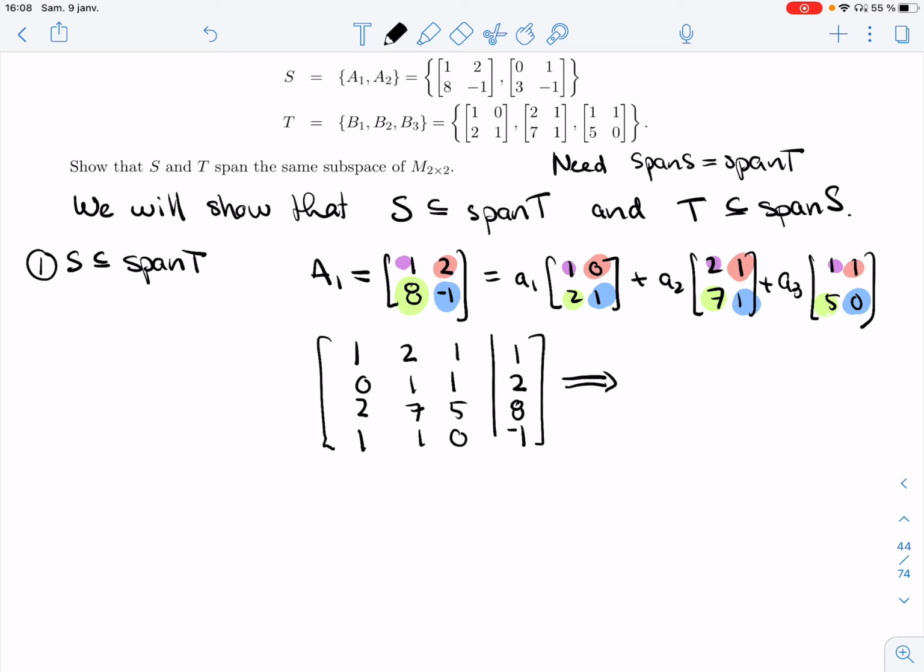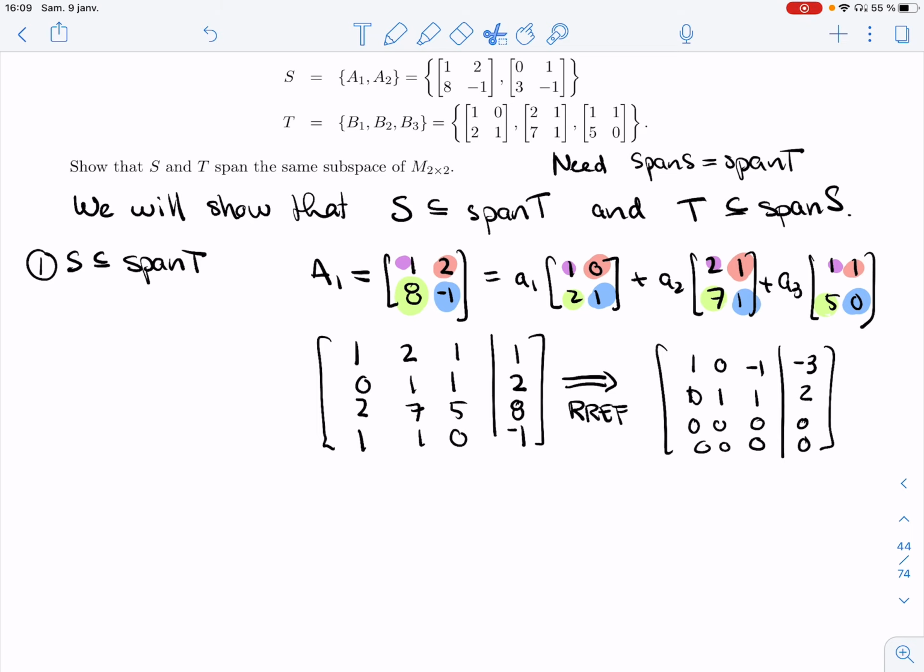Let's use magic to reduce it. All right, I got minus 1, 1, and minus 3, 2, 0, 0. So there are infinitely many solutions. That means there are infinitely many ways of writing A1 as a linear combination. I just need one. As long as this is consistent, I'm okay.